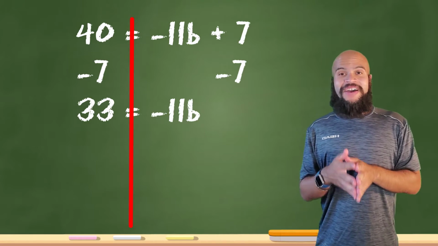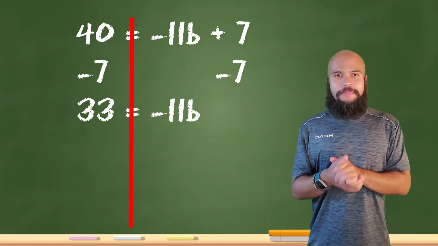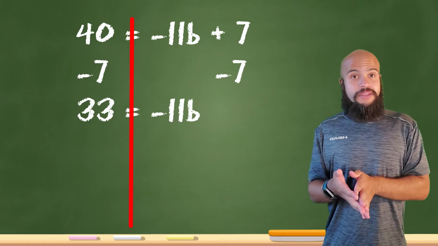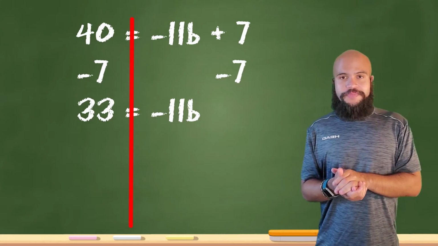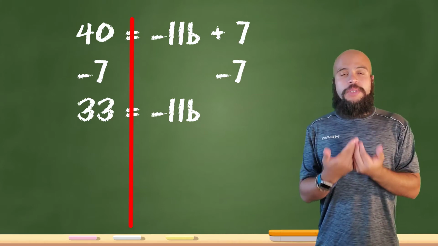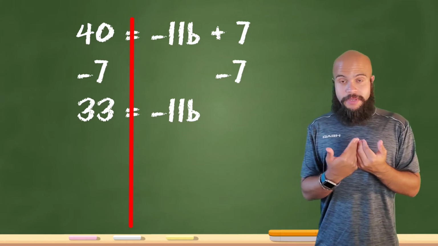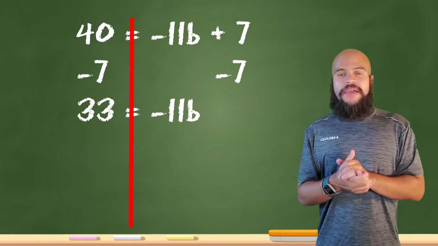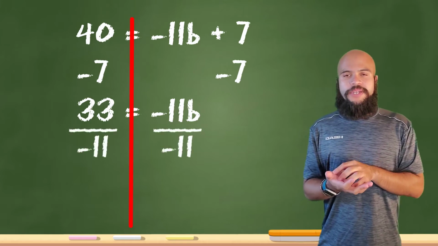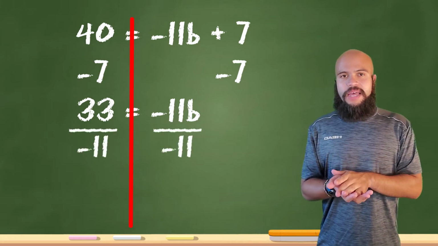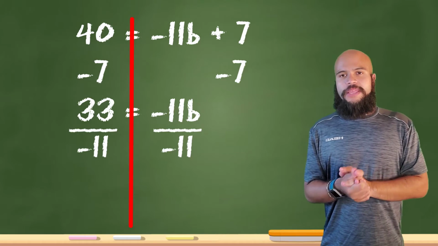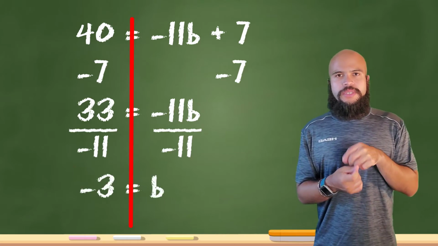Once again, we are now at a very basic one-step equation where negative 11 is a coefficient. Now this negative 11 is being multiplied to b, not subtracted. This means negative 11 times b, remember it's a coefficient. Therefore, we have to divide both sides of our equation by negative 11. We are now left with negative 3 equals b.